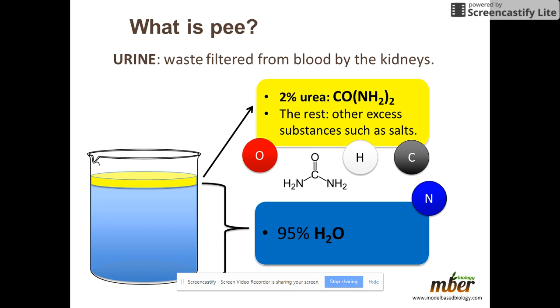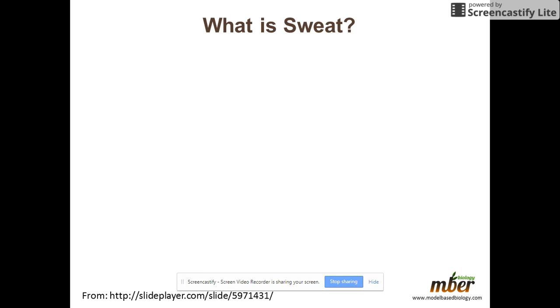Okay? So again, think about these elements and what you can be adding to your diagram. We've got oxygen, hydrogen, carbon, nitrogen. That's making up your urea. And so let's look at adding that in soon.